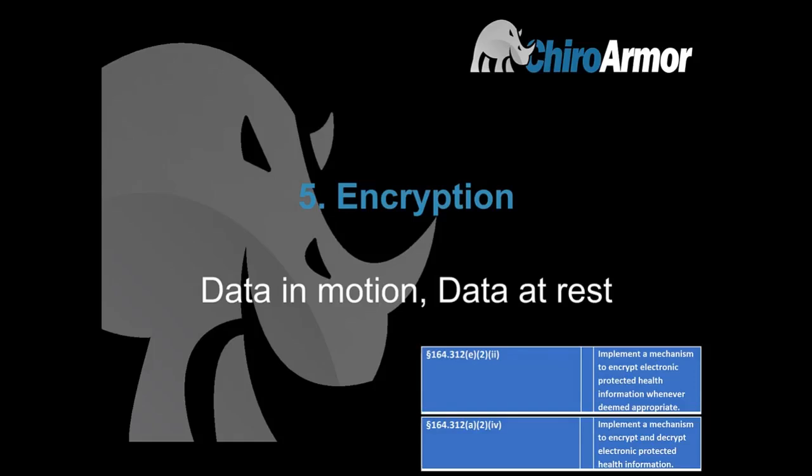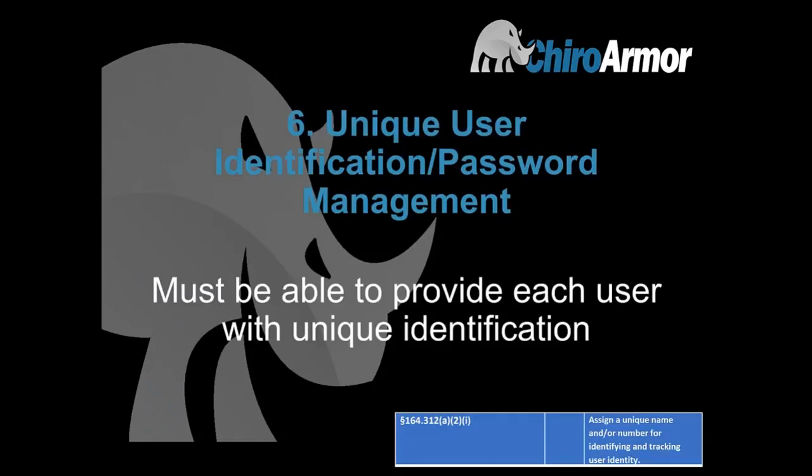And so very key, getting validation from your EHR company and vendor that in fact your data is encrypted at rest as well as in motion. Number 6, unique user identification and password management. Every system needs to be able to allow you to create a unique user identification for each user in the practice. We run across practices that have a front desk unique user for that desktop, or a therapy unique user for that desktop or that laptop.